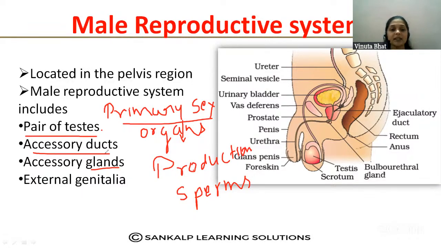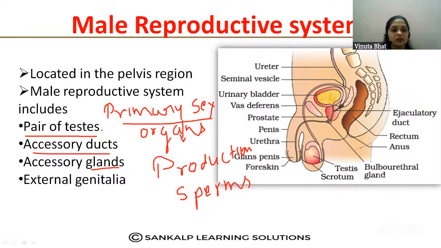And accessory ducts and glands help in the transfer of the sperms and they secrete some secretion for the sperms. So these ducts and glands are not producing the sperms, but they help in the transfer of the sperms and they add some important substances to the semen.